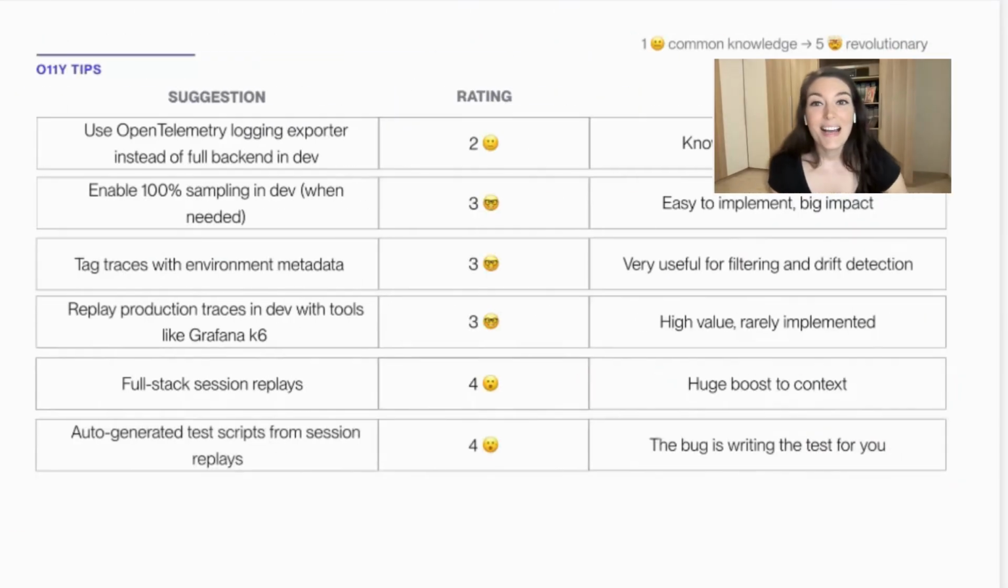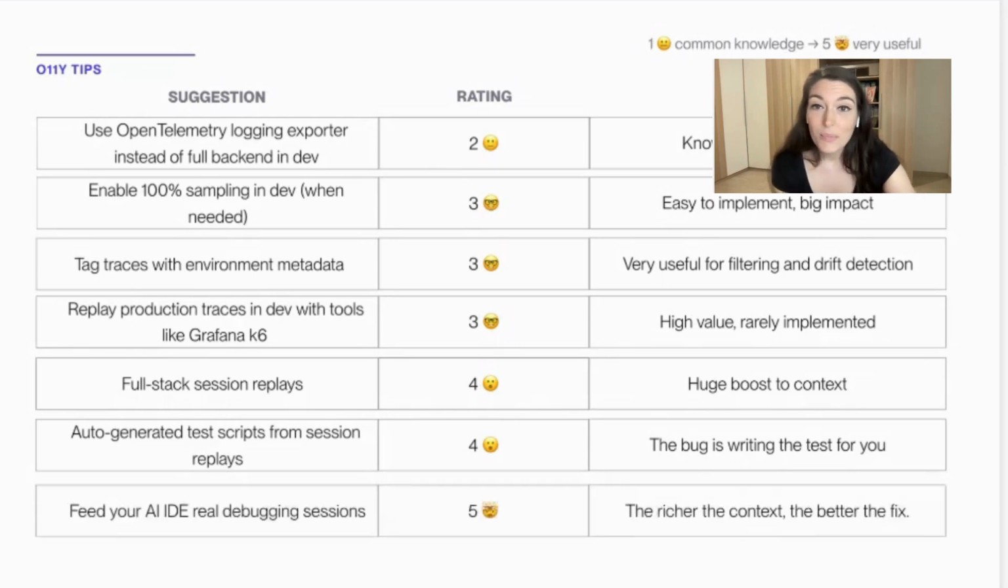Second to last tip is to auto-generate test scripts from your session replays. Most teams manually write test scripts after an incident, and having a tool that turns a real bug into a testable, reproducible script automatically saves hours, and it does help build better regression coverage.